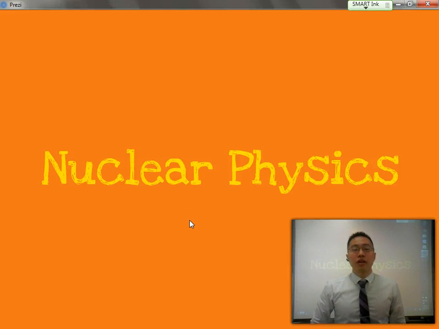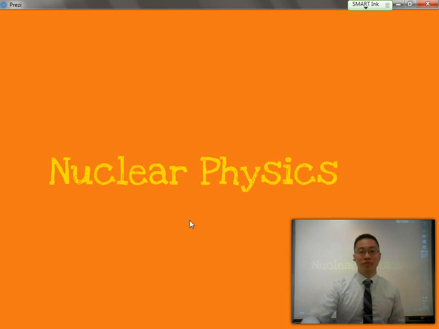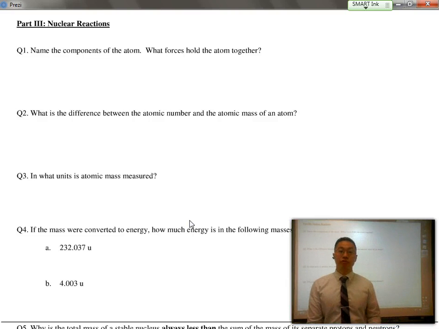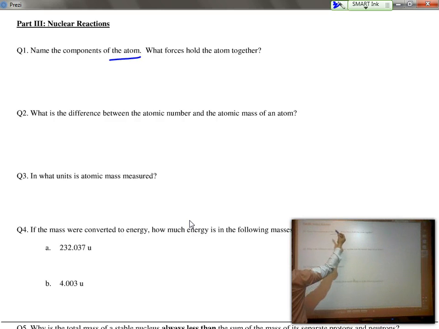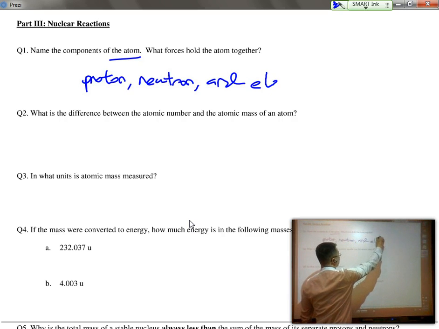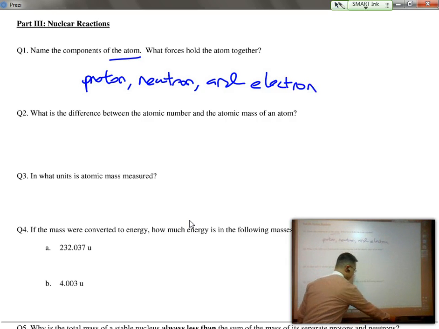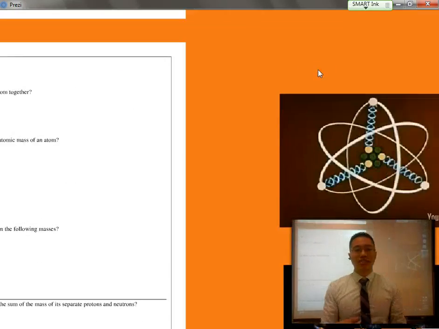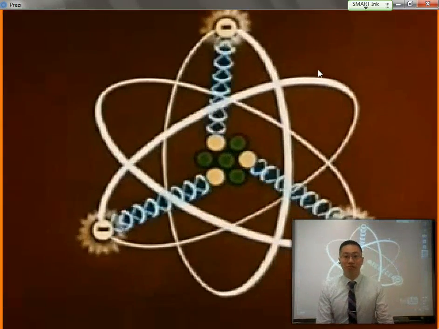Hi, ladies and gentlemen. Our next unit from modern physics is nuclear physics, which is about the nucleus of the atom itself. So before we actually talk more about nuclear physics, let's do a little bit of review. The components of the atom are the proton, neutron, and electron. But it's important to keep in mind what exactly is holding the atom together.